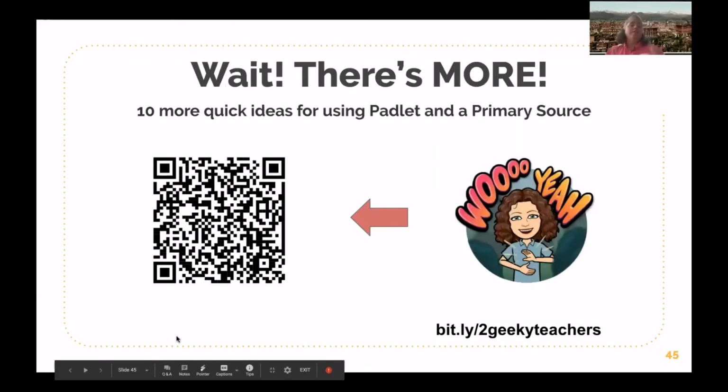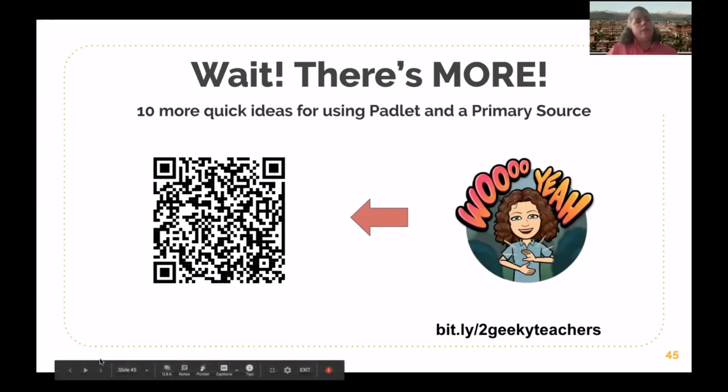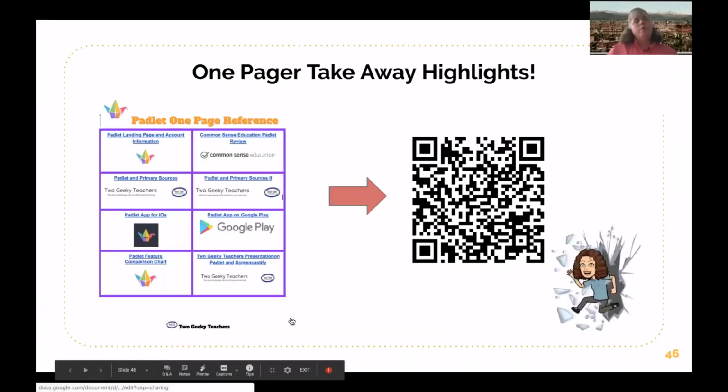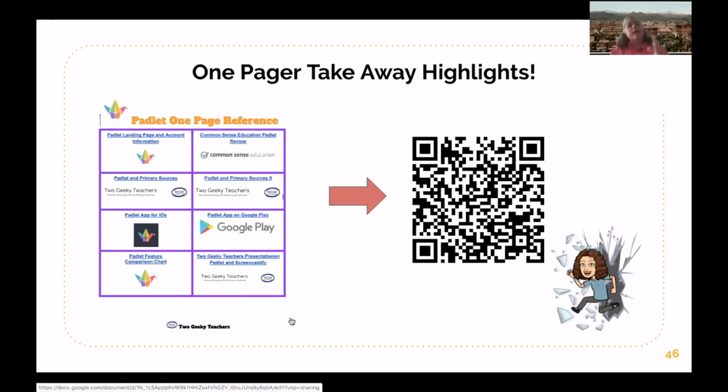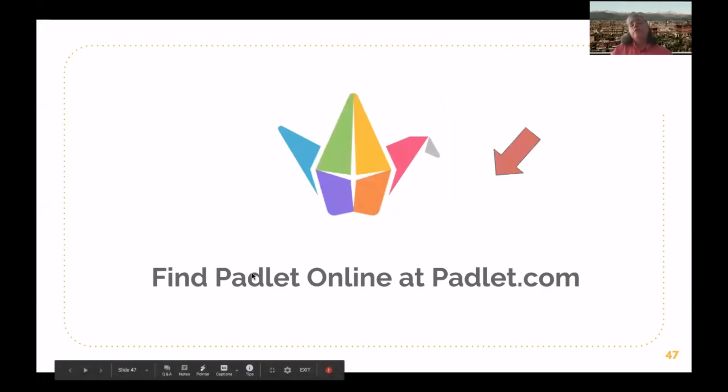If you click this QR code, it's going to give you 10 more ideas on using Padlet and primary sources. And then we've got a 1-page reference. Laura gave you one for Screencastify. Here's one right here for Padlet. The links, if you take the QR code, you can click on all of the links. It will take you to a PDF. And it's tutorials, it's past posts, lots of information for you. And then you can find Padlet online at padlet.com. That's the easiest place to find it.